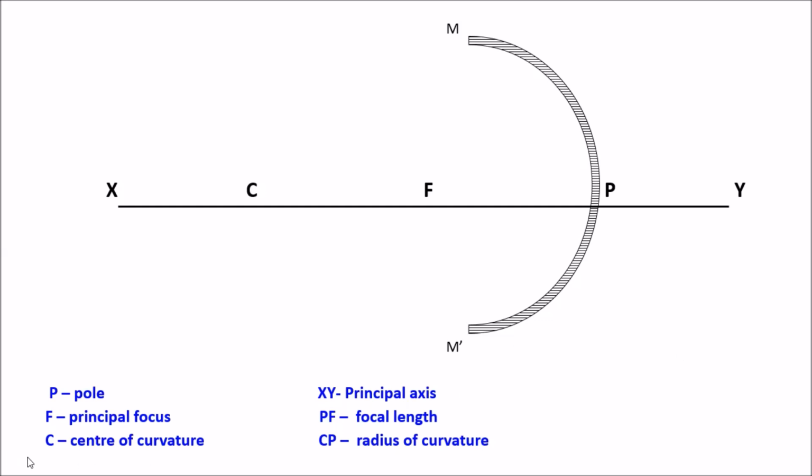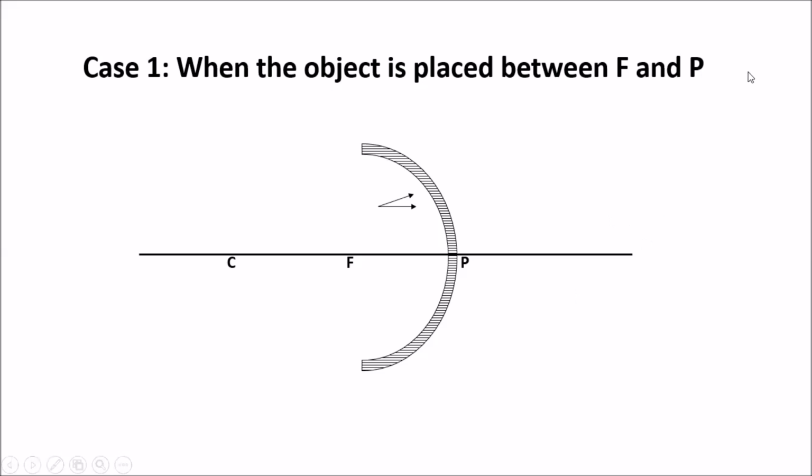Case 1. When the object is placed between focus and pole. As I told you, first thing you need to do is draw concave mirror, and let's keep the object. So object is between focus and pole. We can keep the object anywhere between focus and pole. The moment we are keeping the object, we have to use any two rules, if you recollect from our previous video, rules for formation of images. So we will be using two rules. Rule 1, when the ray is parallel to principal axis, what happens? And rule 3, if the ray passes straight through the center of curvature, what happens?